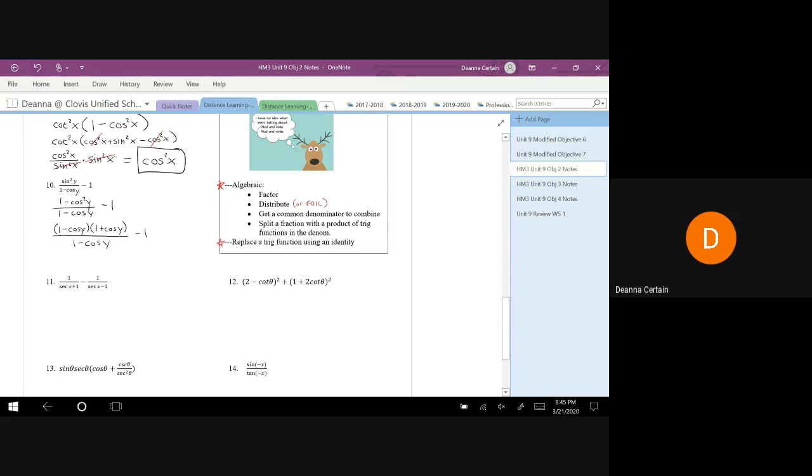The nice thing about factoring your numerator that way is it will then be able to simplify, giving me 1 plus cosine y minus 1, which is just cosine y.